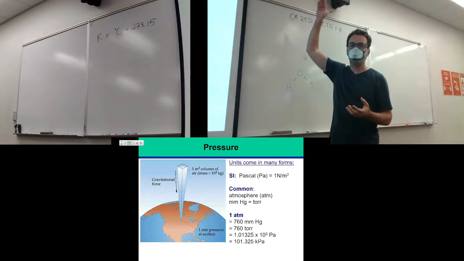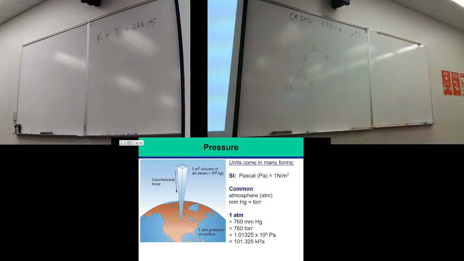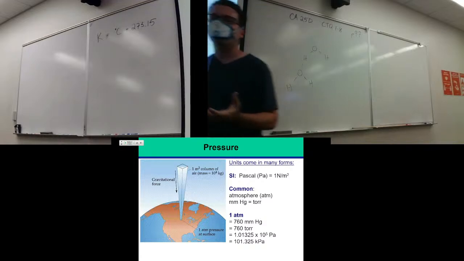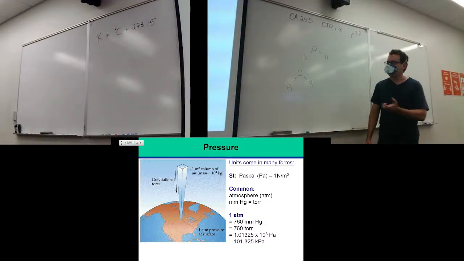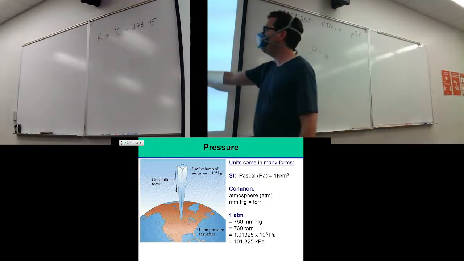The closer you are to space, so if somehow you're way up here, there's less air on top. There's less mass. There's less force on top. So you're going to feel less pressure the closer you are to space, the higher up on a mountain you are. So that's pressure. We have many, many units.